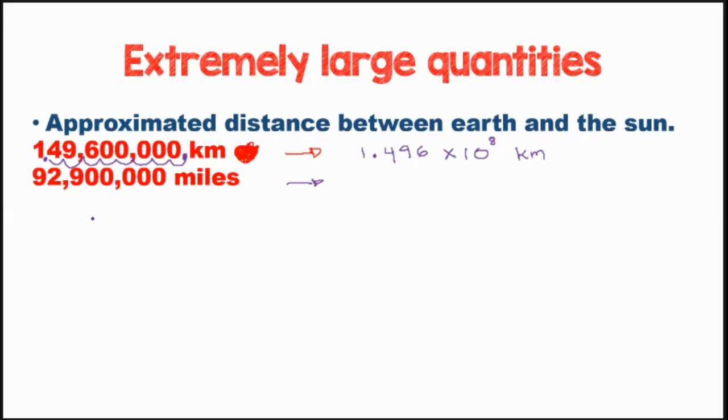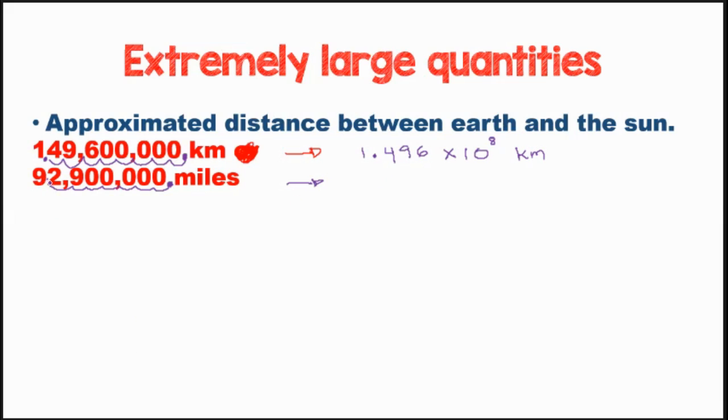Let's go to the next example, miles. Again, this is an extremely large quantity. It is a whole number. The decimal point is after the last digit 0. Let's move the decimal place so that we can get a value that is between 1 and 10. 1, 2, 3, 4, 5, 6, 7. We moved 7 decimal places.